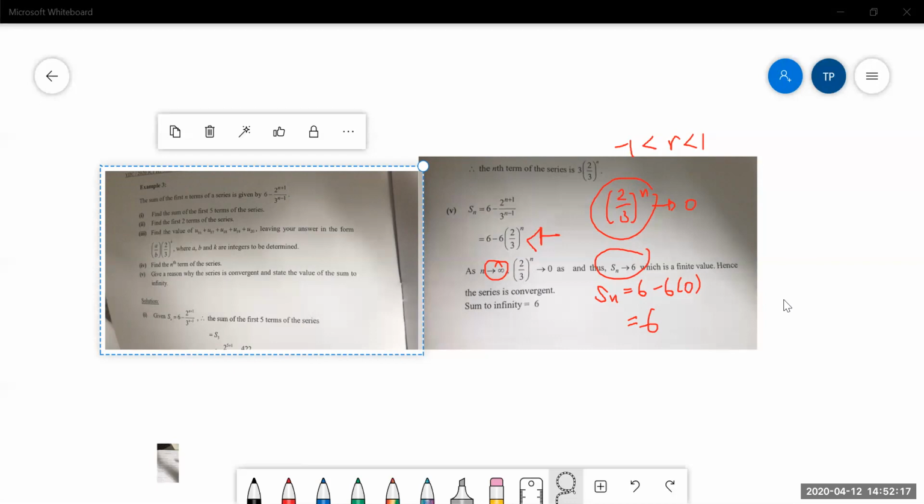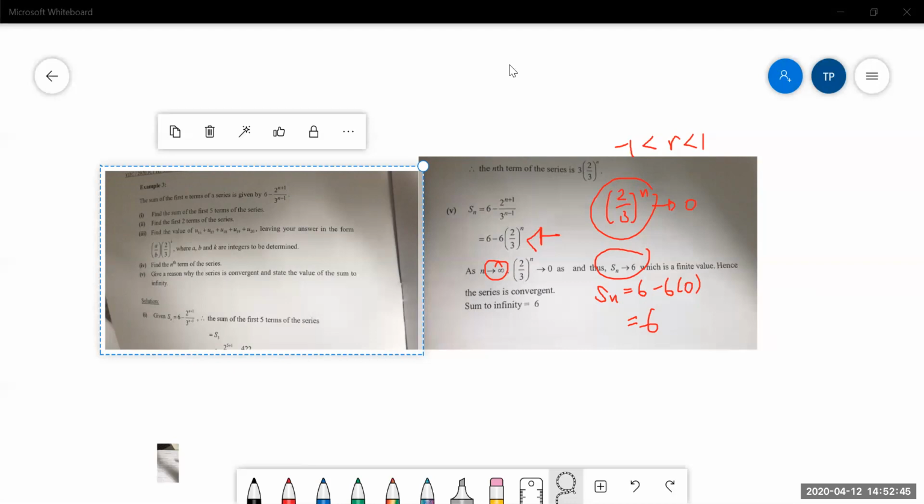If the (2/3)^n term doesn't equal 0, then it's divergent. Actually, it doesn't matter as long as Sn tends towards a finite value, we can say it's convergent. It can be like 6 minus 7 or something. But actually, no matter what, that term has to become 0.